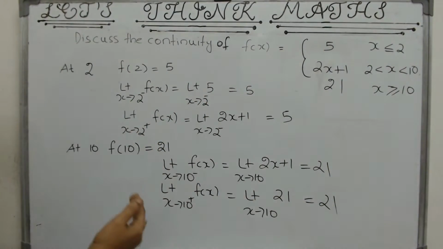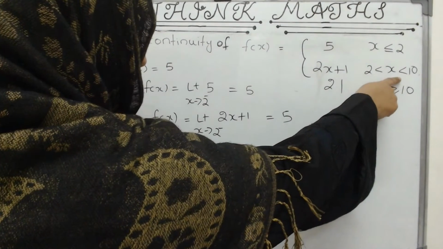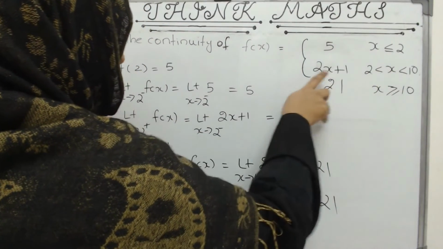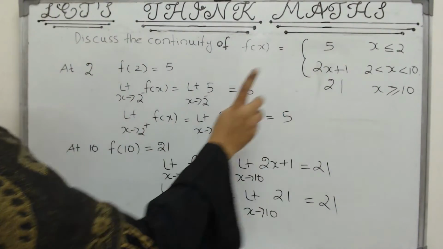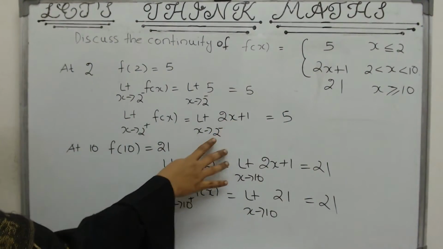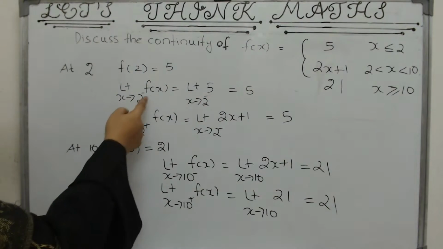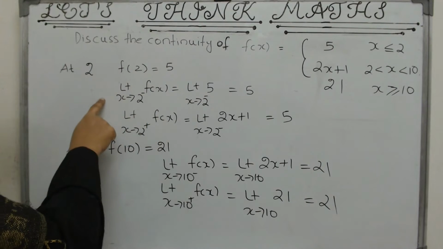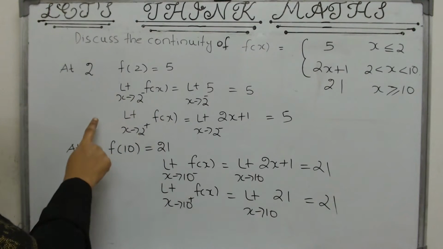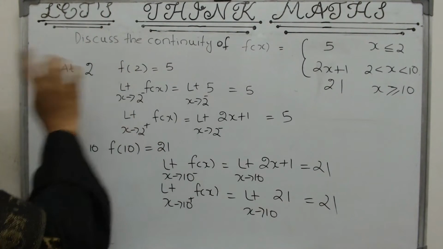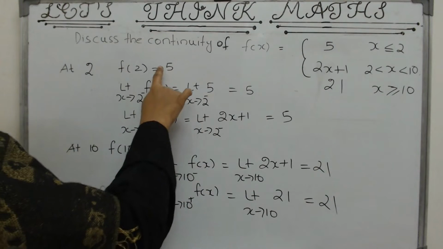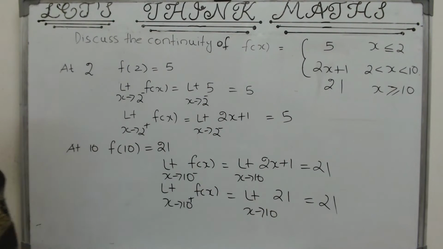Now go for f from the values which are greater than 2. So what do you have here? Between 2 and 10, the value is 2x plus 1. So instead of x, you substitute 2 and your answer is 5. So what do you see? Whether you come from values less than 2 or from values greater than 2 or at 2, in all of this, the value is 5. Or in other words, the function is continuous at 2.